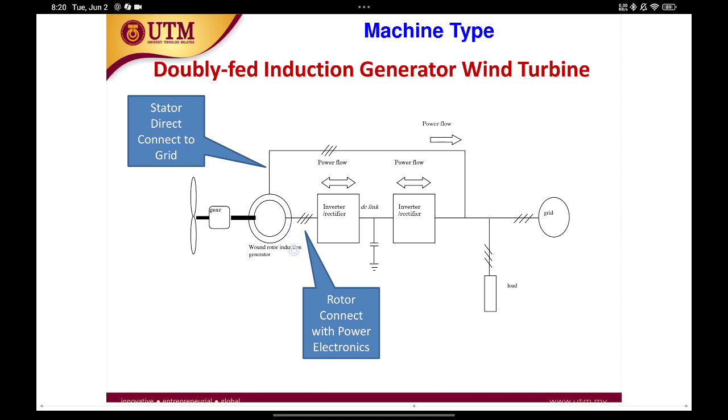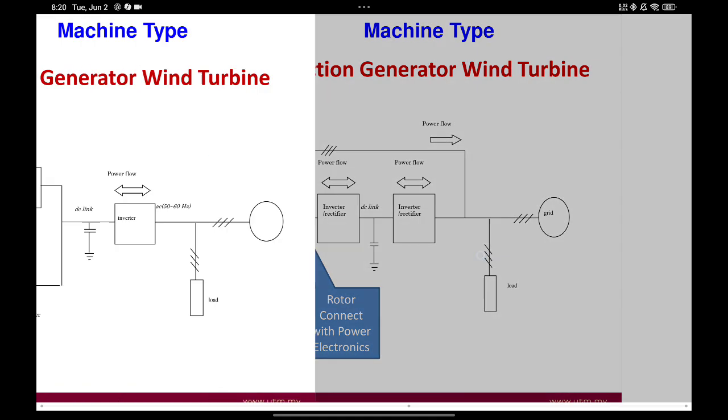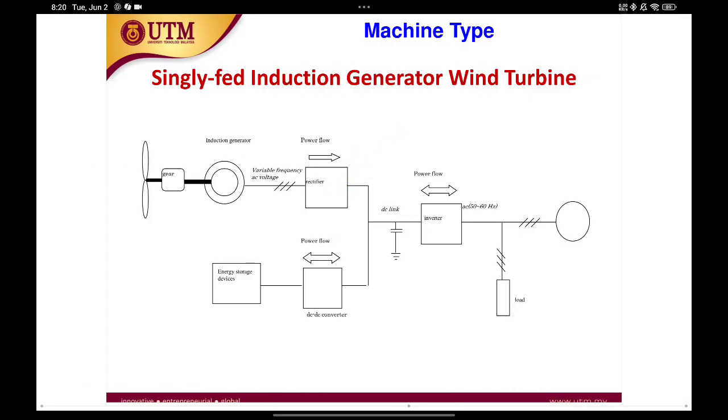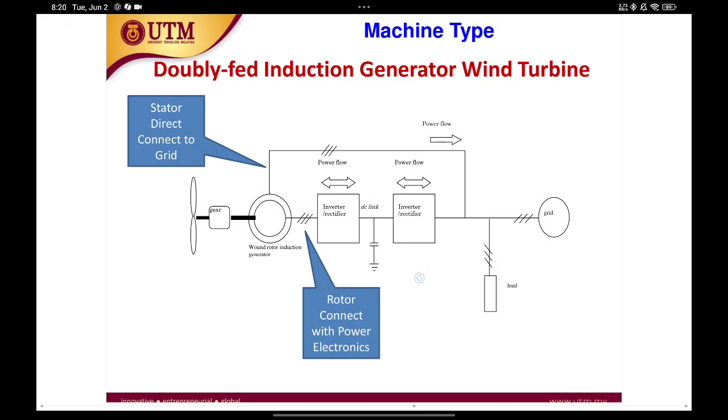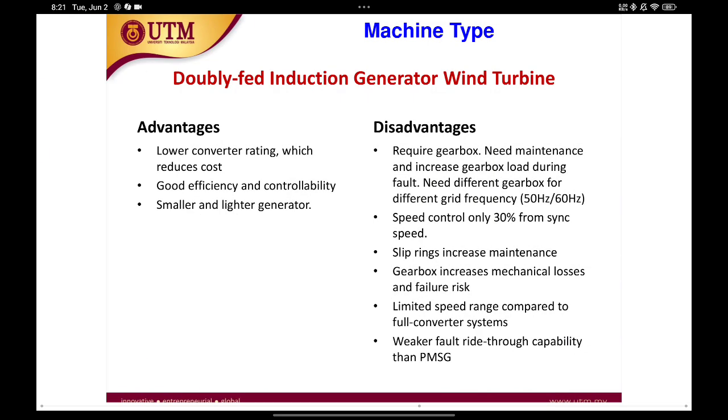Okay, so this one, like I said before, double fed induction generator will have better control. You have better speed control, almost 30% of the speed compared to single fed. If not mistaken, single fed only 1 to 5%. So this one has better speed control. The double fed induction generator has the advantage of lower converter rating, which reduces the cost.